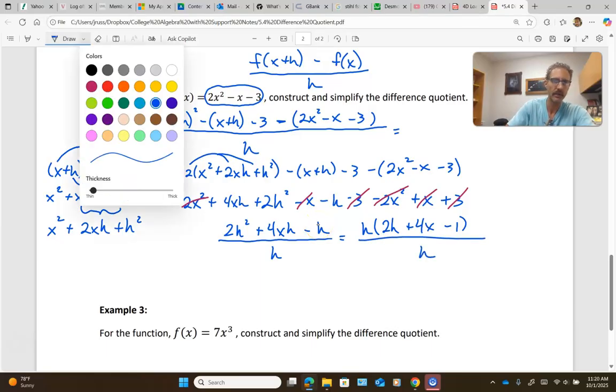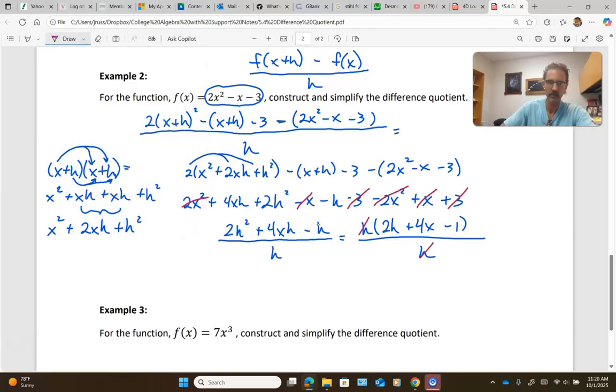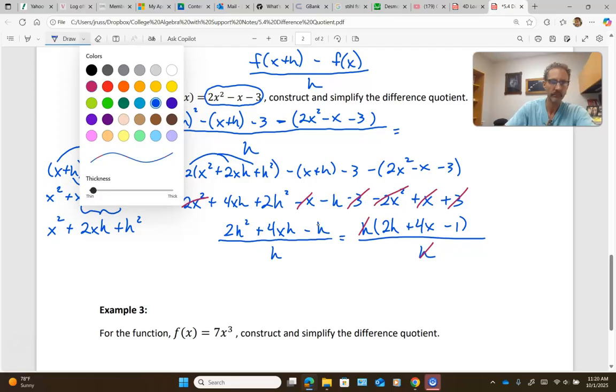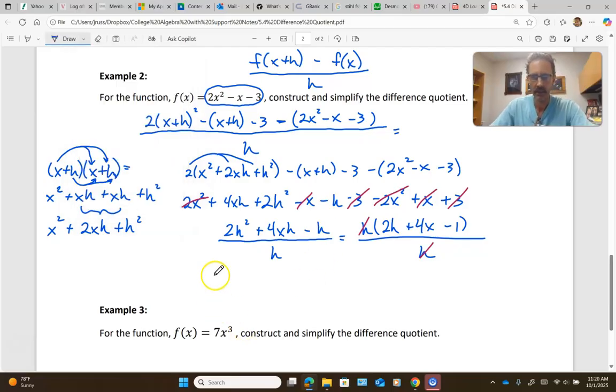And now we divide those h's out. Okay? Now you can divide them out. You can only do this if h is common to all of your terms. Okay? You factor it out and then divide it out with the h in the denominator. And so what do we end up with as our difference quotient? Well, something that looks like nothing we've seen so far. 2h plus 4x minus 1.